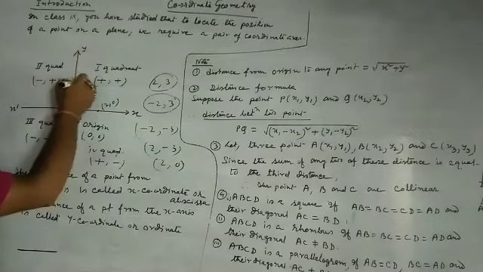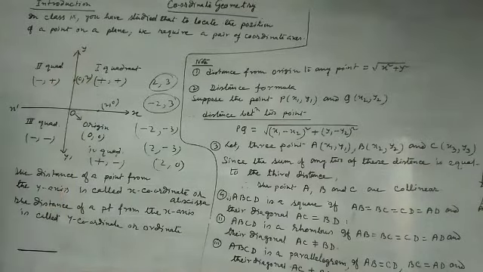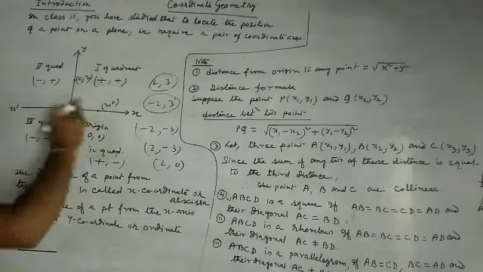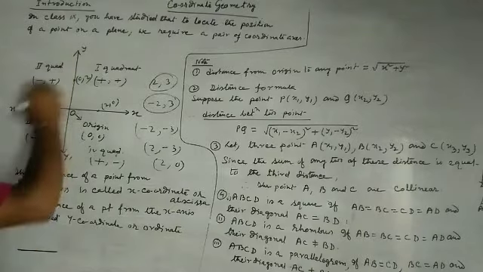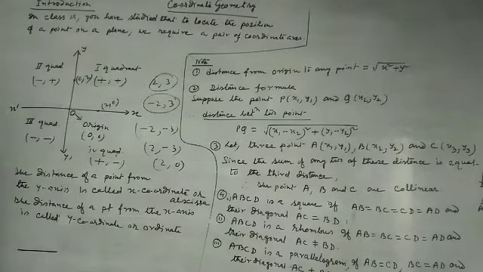Suppose (0, 2), we plot it here. If x is 0, then the point is plotted on the y axis. That means if y is 0, the point is plotted on the x axis, and there is no quadrant. If x is 0, the point is plotted on the y axis. These points lie in no quadrant. So this is what we discussed in class 9.